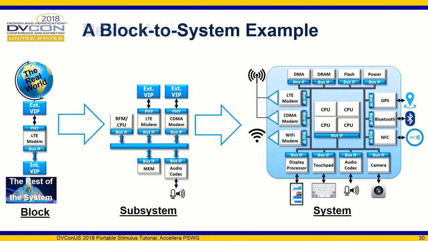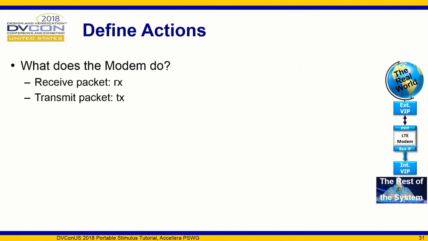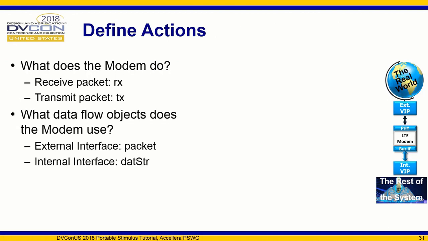So for the block level, we're going to define what are the actions that we have these things do. So what does the modem do? Well, it receives packets and it transmits packets, right? It's pretty much all the modem does. So what data flow objects does it use? Well, on the external interface, it has a packet. What's a packet? A packet is whatever you want it to be. And on the inside, it has a data stream object. And we'll see in a minute why I'm specifically calling it a data stream.